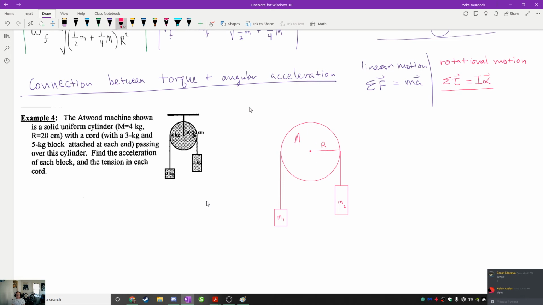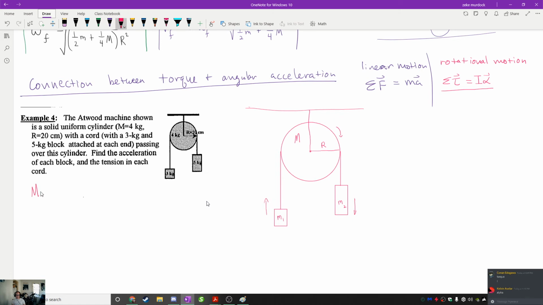This whole thing is suspended from the ceiling. So this is basically just a big pulley, and it's suspended from the ceiling like this with a rope. And the whole system is going to tend to rotate. So this object is going to rotate like this. This one's going to go down, and this one's going to go up because 5 kilograms is bigger than 3 kilograms.